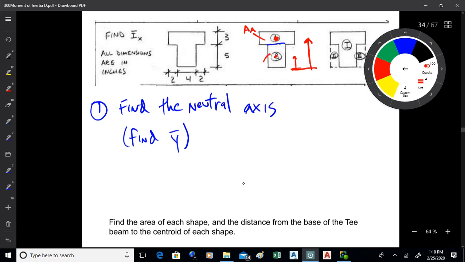So I like to get this stuff figured out first and put it on the side so I can use it. I might need this a couple of different times. So why don't you knock those out real quick. Get the area of A, the area of B. You've got the dimensions of the beam on the left. And then find the distances from the base to the centroid.